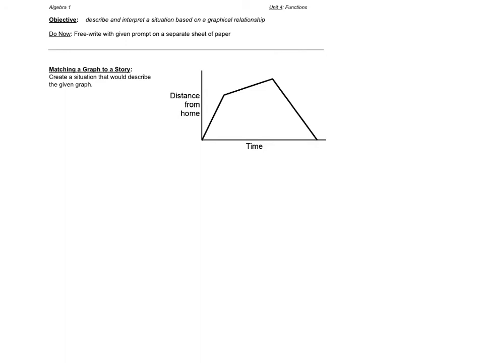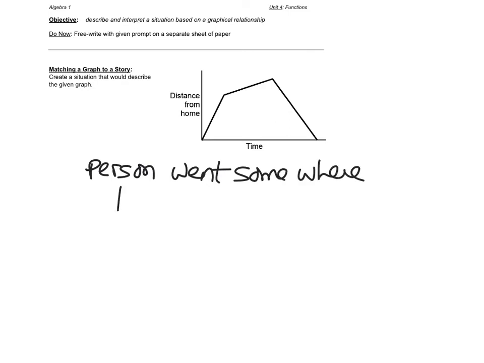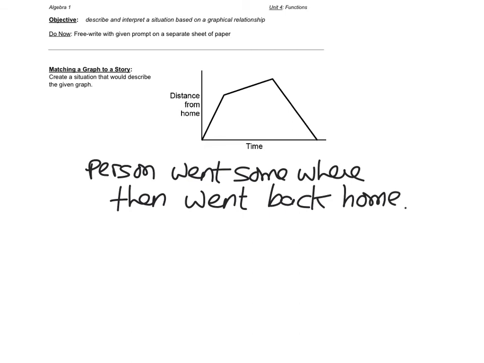No, not even an equation, just an explanation. Like, person went somewhere and then went back home. Person went somewhere. Then went back home. Now, there is something related to the graph that kind of elaborates on this a little bit. So we want to think about that. Let's think in terms of slopes.